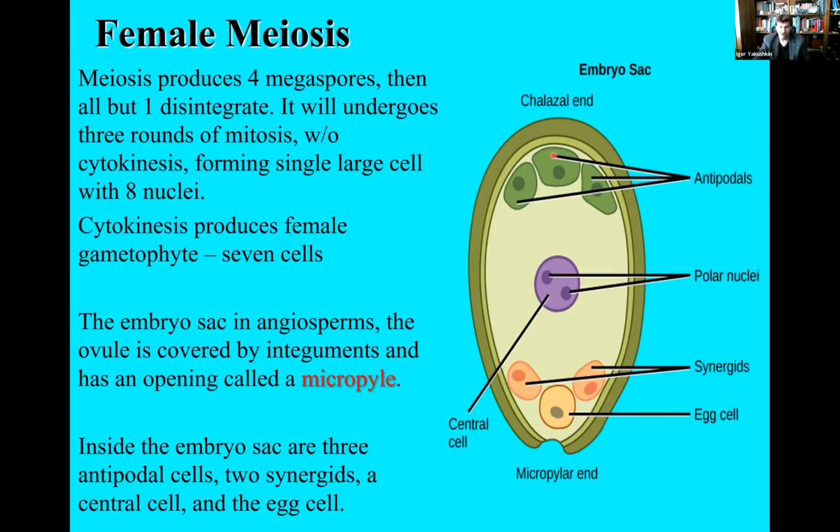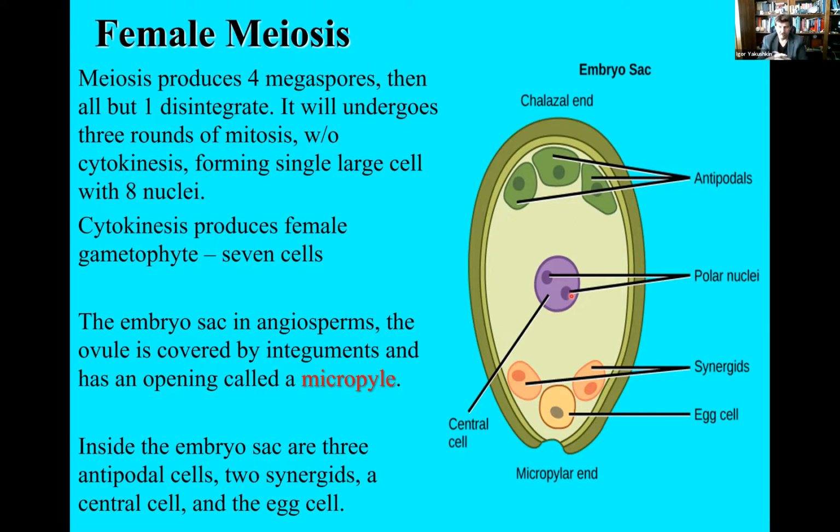We have 1 cell, 2 cells, 3 cells, 4, 5, 6. Each one of them contains 1 nucleus. And then one more cell, which is located in the middle of the ovule. This is the thing known as the ovule. And all of those 7 cells is actually the female gametophyte. And that particular central cell has 2 nuclei. That's important.